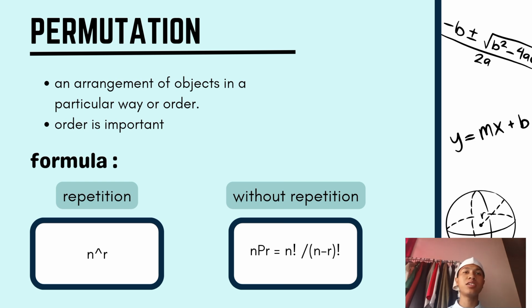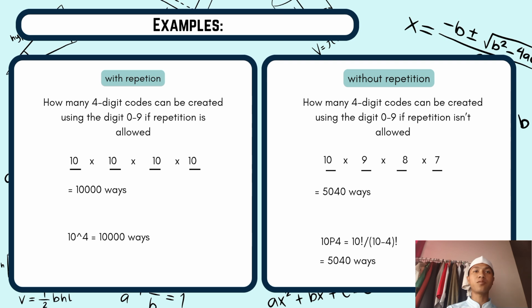The order is important, and permutation has two formulas, depending on whether the question has repetition or is without repetition. If repetition, we use n power r, and without repetition we use nPr equals n factorial divided by (n minus r) factorial. As we go to the example of permutation, the first one is with repetition. We read the question first: how many 4-digit codes can be created using the digits 0 to 9 if repetition is allowed? In 0 until 9 we have 10 digits, and we have to arrange 4-digit codes.